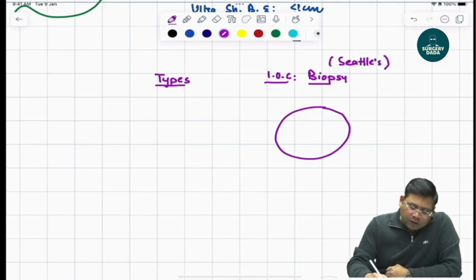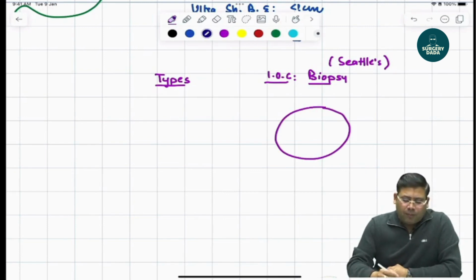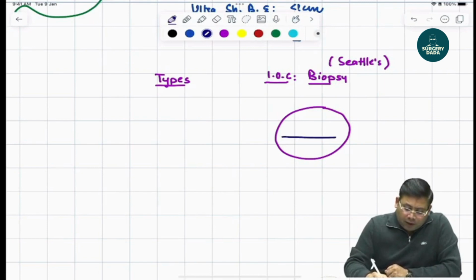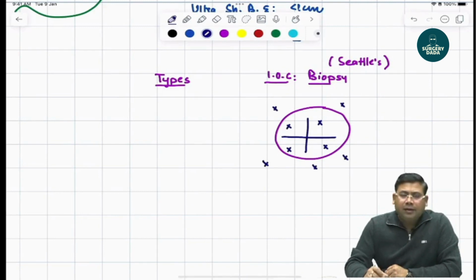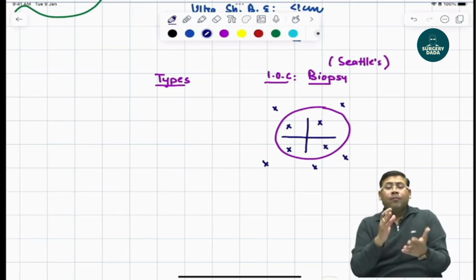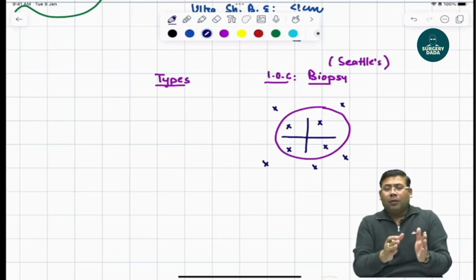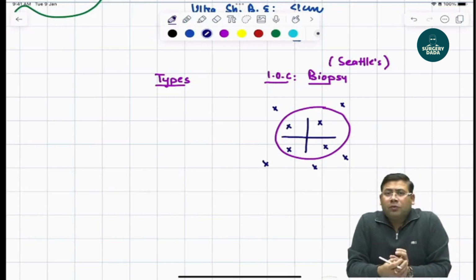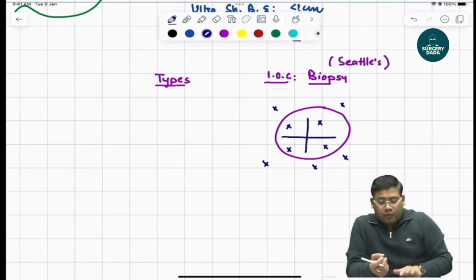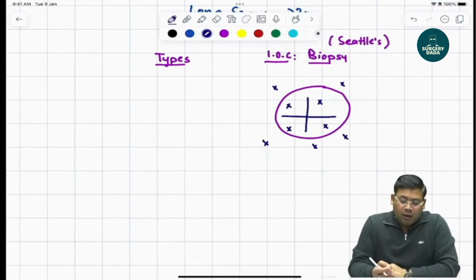What is the Seattle protocol? Suppose you have a patch of Barrett's, you will take random biopsies every 1 to 2 centimeters, until and unless you get what, students? Until and unless you get a normal epithelium on the biopsy. This is also sometimes known as the mapping biopsy protocol. Every 1 to 2 centimeters, in all quadrants, you are going to take a biopsy.